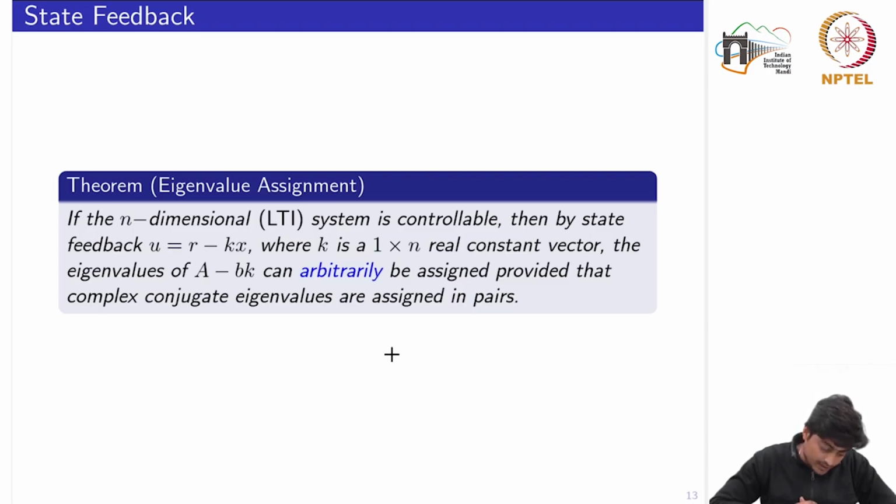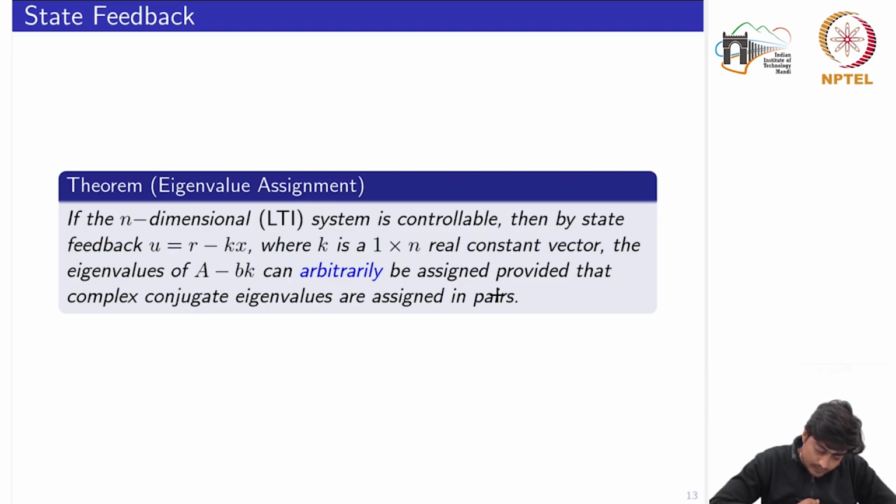So it says that if the n-dimensional LTI system is controllable, then by using this state feedback u equal to r minus Kx, where K is a 1 cross n real constant vector, the eigenvalues of A minus BK can be arbitrarily assigned, provided that complex conjugate eigenvalues are assigned in pairs. So there are many important things associated with this statement.